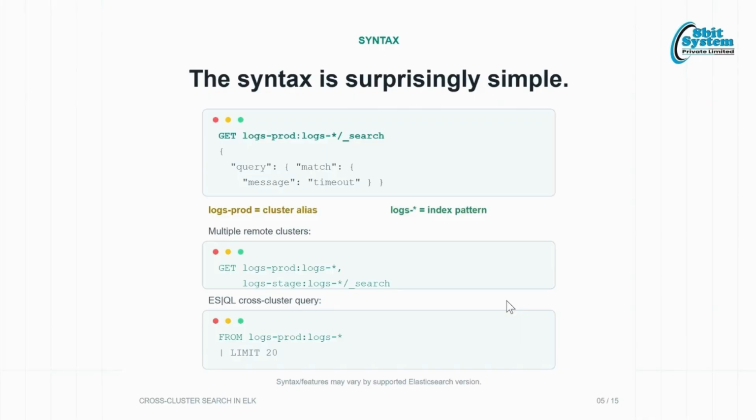The basic syntax is surprisingly simple. You prefix the index pattern with the remote cluster alias and a colon. So logs-prod:logs-* means search the logs-* index on the logs-prod cluster. You can target multiple clusters, and modern Elasticsearch also supports cross-cluster ES|QL scenarios.